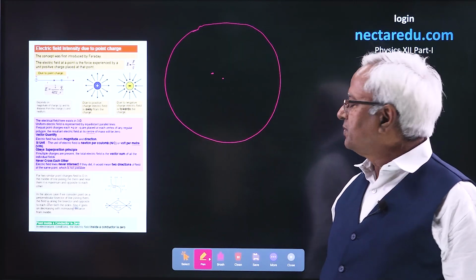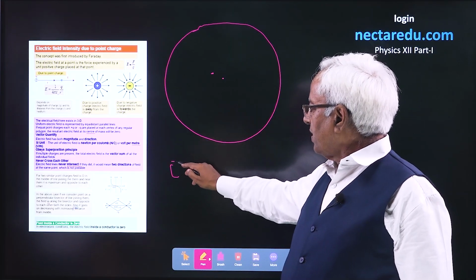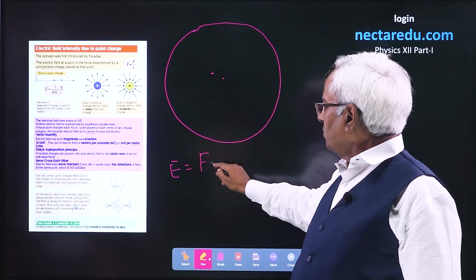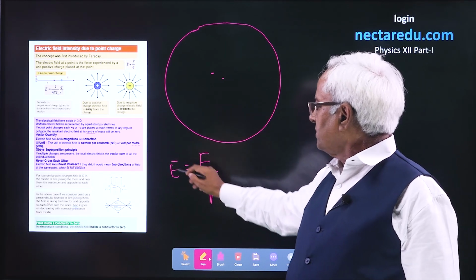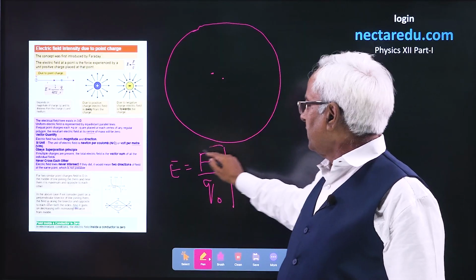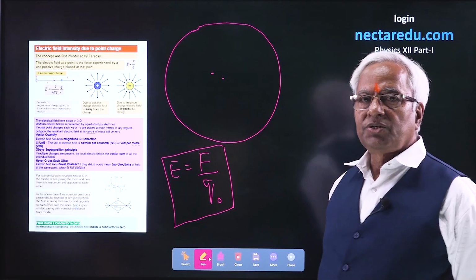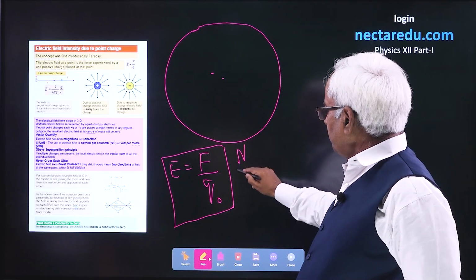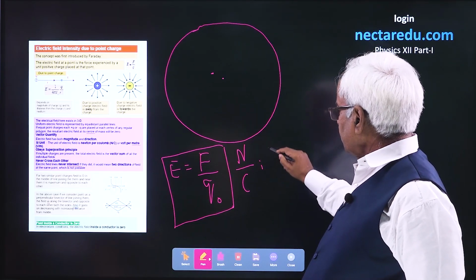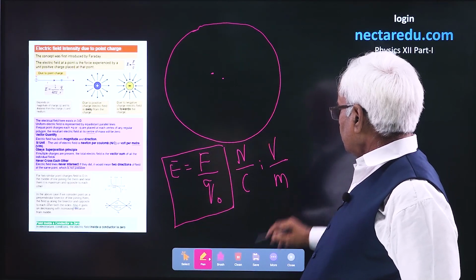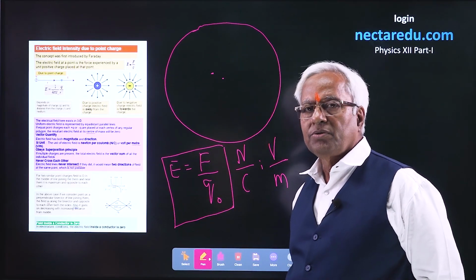The intensity of this field is given by a particular formula, that is the force experienced by a unit charge placed at that very point. See, this is the formula, force upon charge. The unit would be Newton per Coulomb. In later studies, we'll find its unit to be volt per meter also.